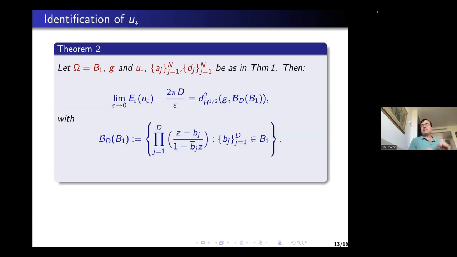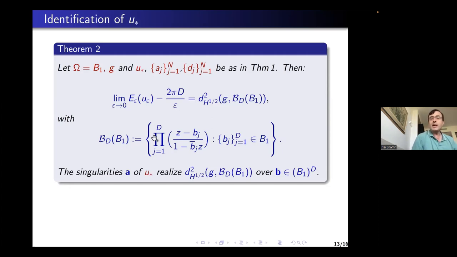In words, it's a certain distance squared of the boundary condition g to the set of all Blaschke products which have d factors. This set of Blaschke products is written here. We already know that Blaschke products are important because in the particular case where g is a Blaschke product itself, we saw that we have zero on the right-hand side, and actually zero for any epsilon, not just as the limit, because the energy for any epsilon is exactly 2 pi d over epsilon. So we saw the role Blaschke products play here. Now, the singularities are given by the Blaschke product with factors a_j which minimize this distance over all possible Blaschke products.